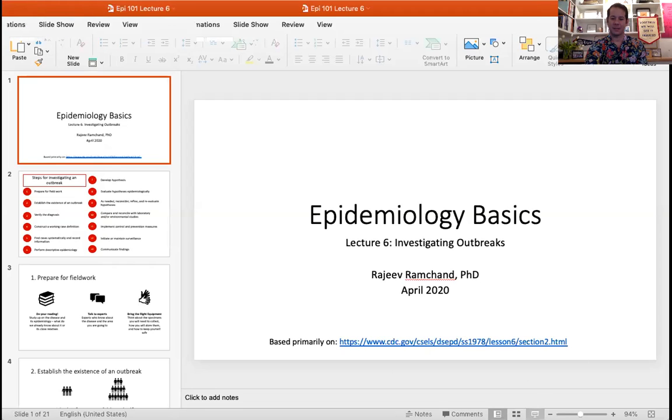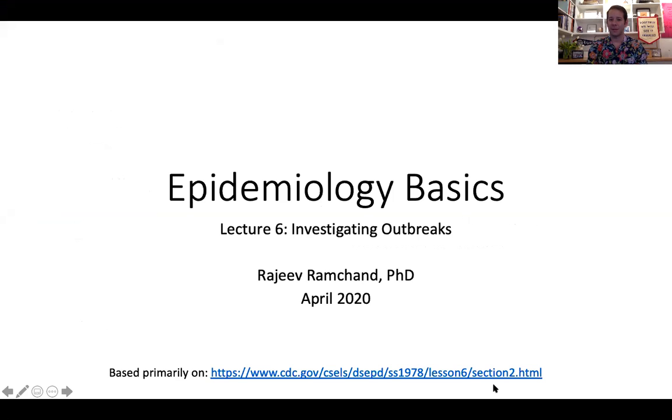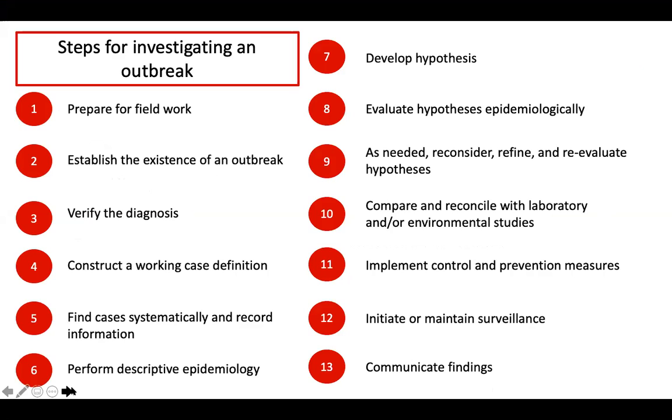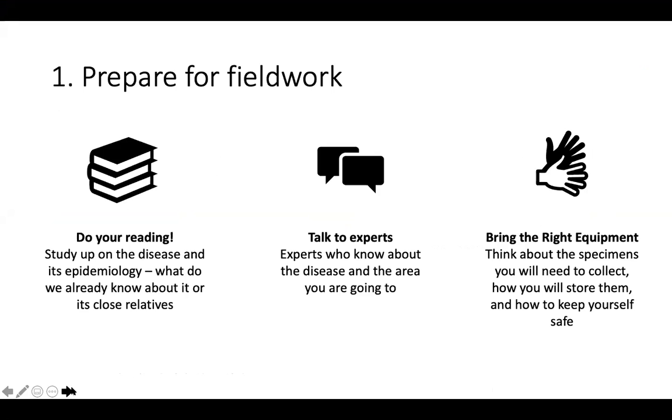Sixth session in our series on the basics of epidemiology, and today we're going to be talking about outbreak investigations. So a lot of this information, and all of this information really, comes from the Center for Disease Control's website, which provides a really great resource on all about outbreak investigations. And they present 13 stages during an outbreak investigation, and I'm going to go through each of these stages really quickly. So the first is preparing your field work.